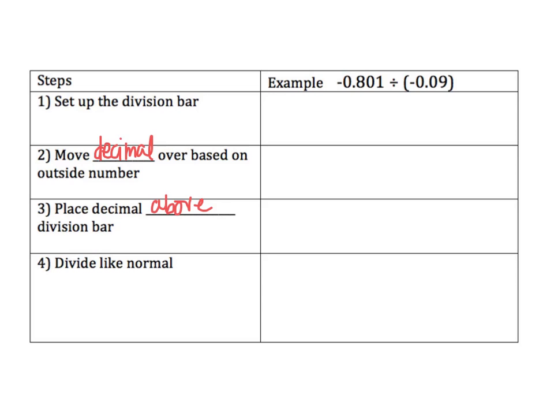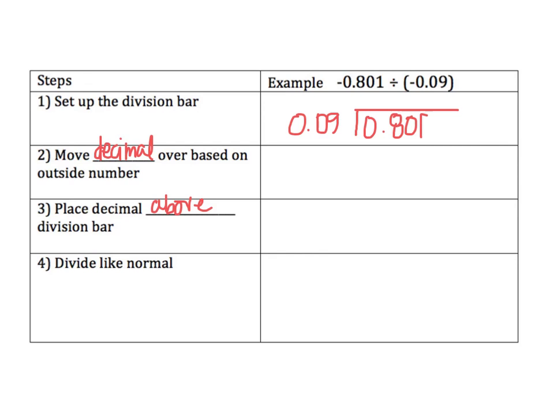Now let's go through the steps to divide decimals. Our first step is to set up our division bar. Remember that the number out front goes underneath the division bar. So we've got 0.801. And the number that comes second, or our denominator, would go on the outside. So 0.09.